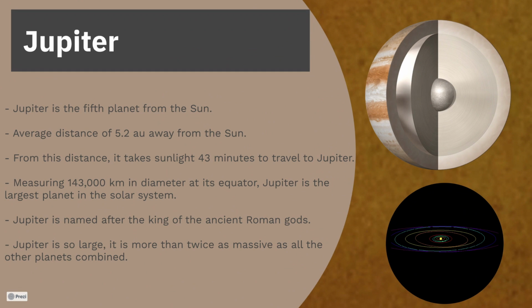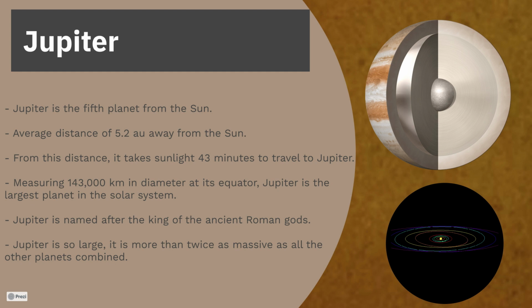Next up is Jupiter. Jupiter is the fifth planet from the Sun and orbits at an average distance of 5.2 AU, but truly ranges between 4.2 and 6.2. From this distance, it takes sunlight 43 minutes to travel to the planet. Jupiter is approximately 143,000 kilometers in diameter, making it the largest planet in the solar system.